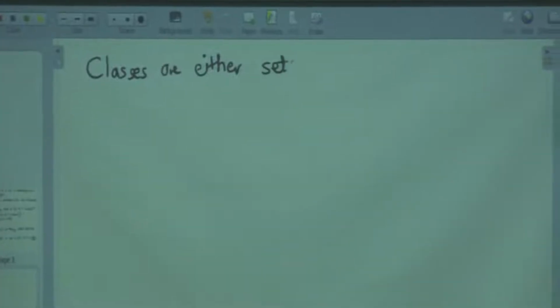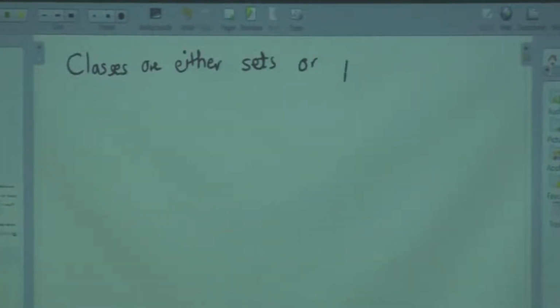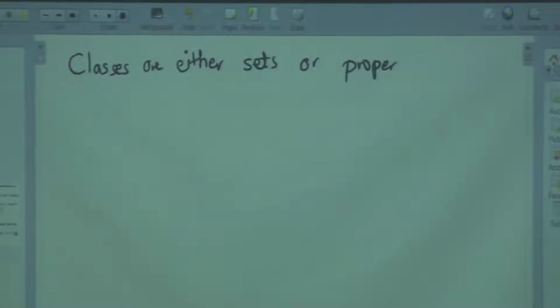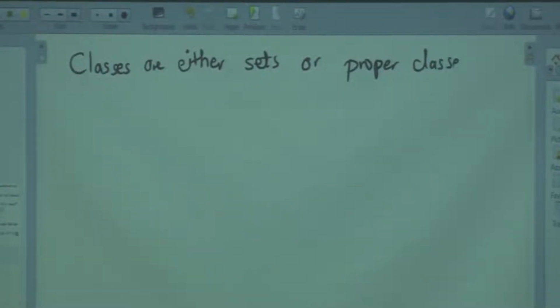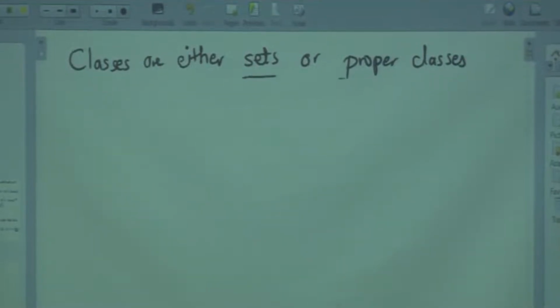So classes are either sets or proper classes. So these are two different categories.